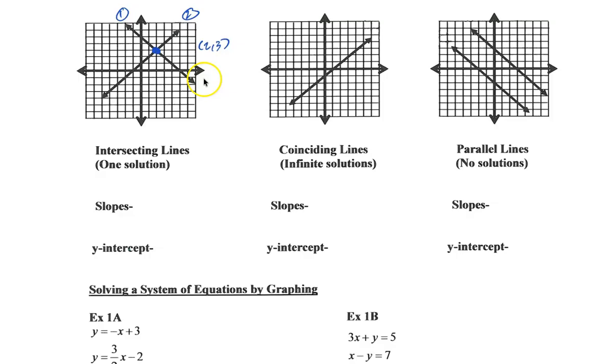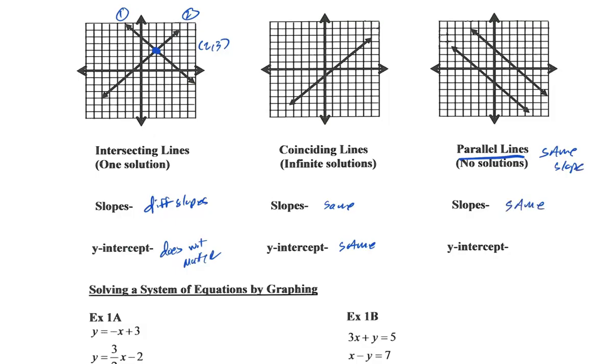So how can you tell just by being given the equations? Well, when they intersect, they have different slopes. So if they have different slopes, they're going to intersect. Now, honestly, the y-intercept does not matter. As long as they have different slopes, they're going to intersect. Now, when they're the same line, the slope is going to be the same, and the y-intercept is going to be the same because they are the same line. Parallel lines, by definition, have the same slope, but they are going to have a different y-intercept.